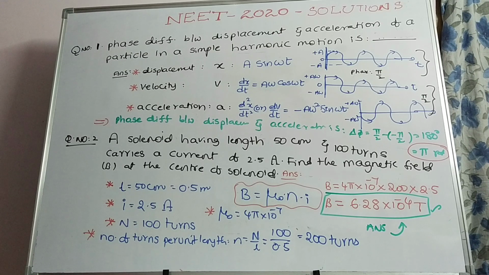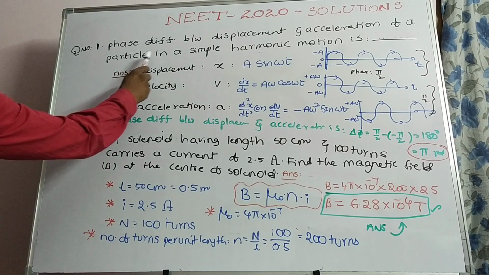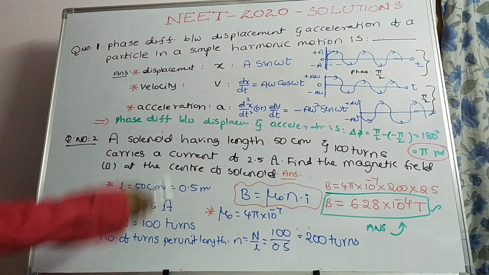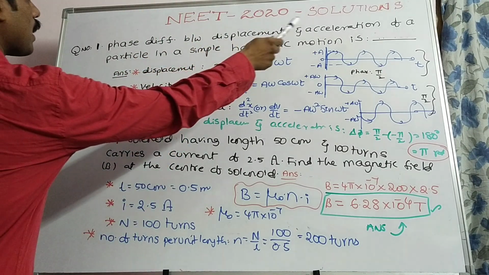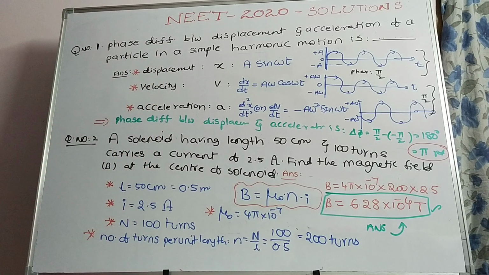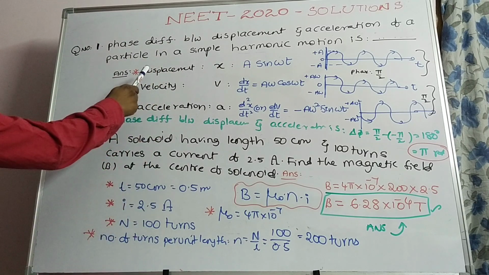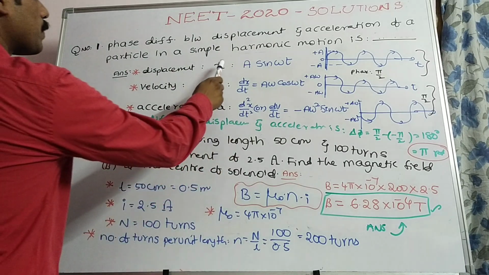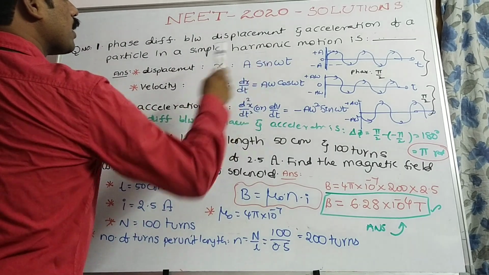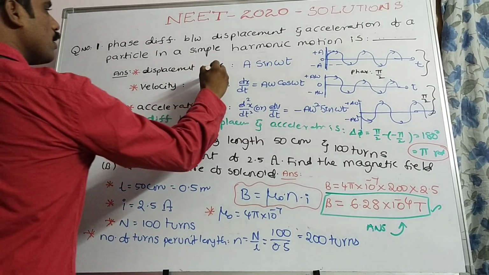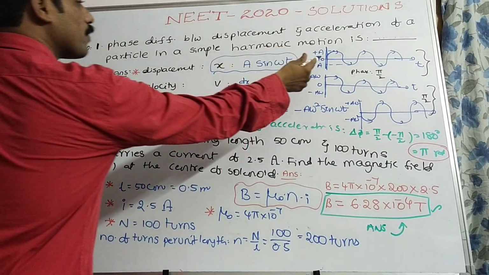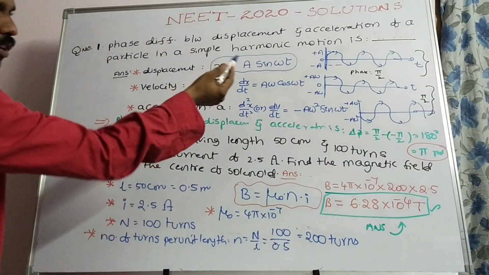What is the phase difference between displacement and acceleration of a particle in simple harmonic motion? For displacement, if a particle is executing SHM, the displacement is x equal to a sin omega t. That is the expression, and the corresponding graph is a sine function, a sine wave.